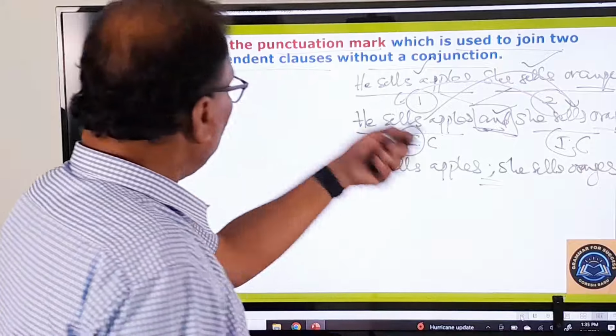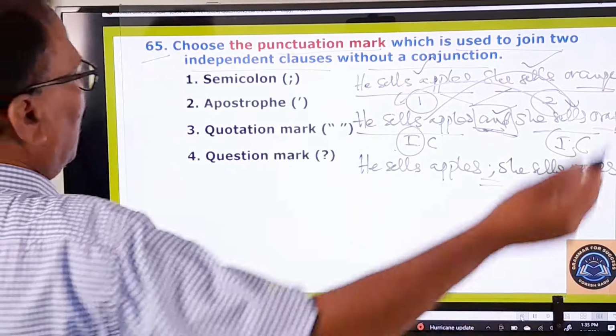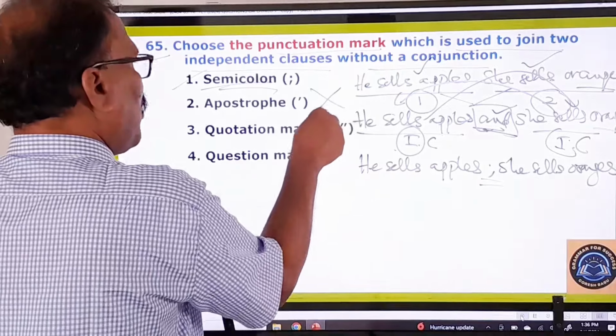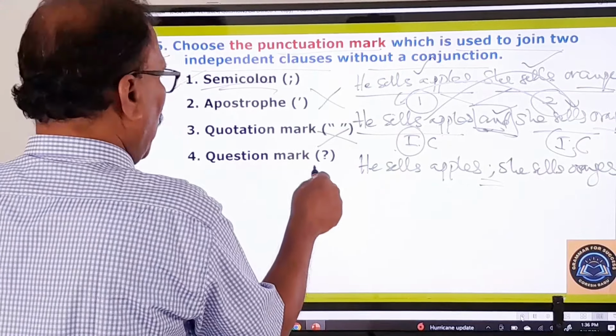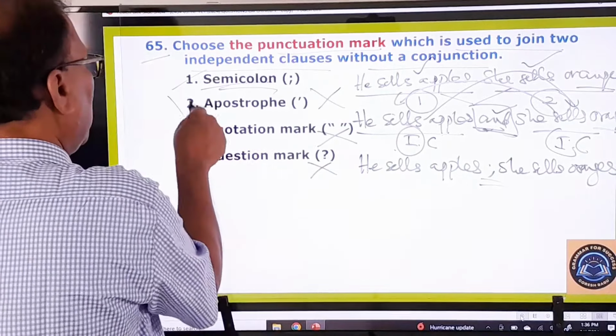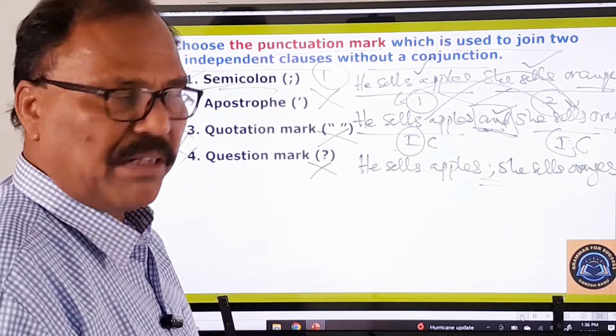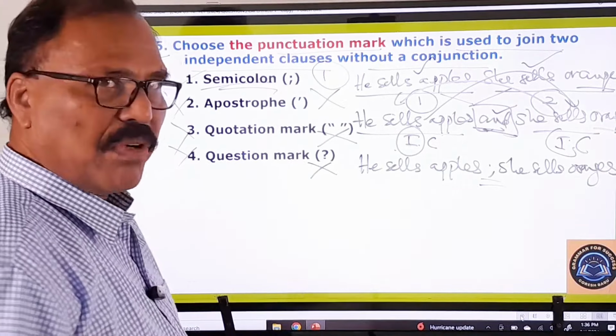So here, let us look at the options given. What is that? The very first one is your answer, semicolon. Not the apostrophe, not the quotation marks, not the question mark. So this is wrong, this is wrong, this is wrong. Only the first one is your answer. Hope you are following me. Right. Now let's move on to the next question.